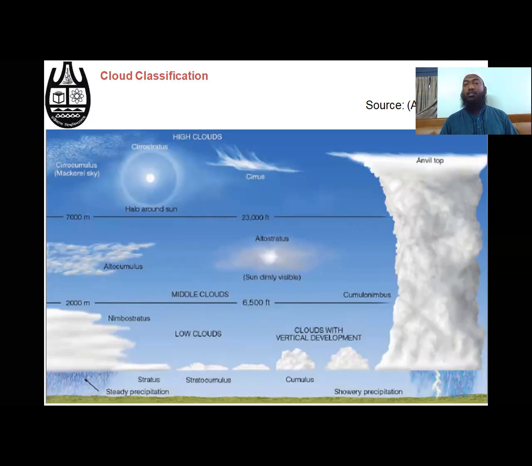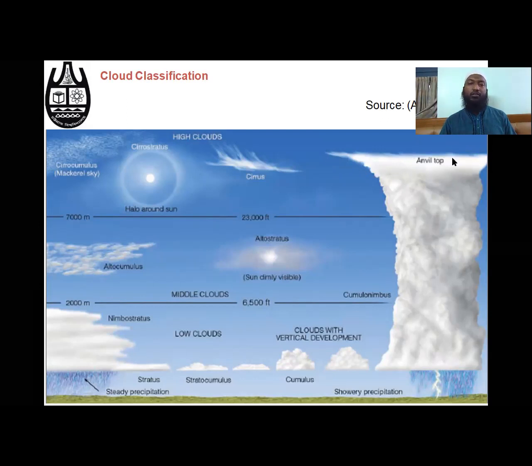Someone asked me, sir, what is the anvil top in the picture? Yes, thank you very much. Anvil means it is a veil-like structure. That means the cover up at the top, and this top is very much horizontal, with no dome shape and no sharpness here. Okay, so this is the anvil top, and it is accompanied only with cumulonimbus cloud.